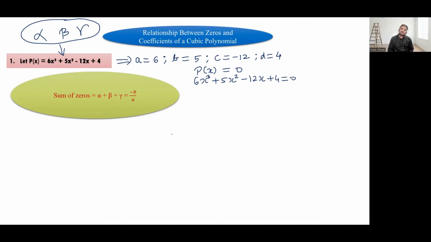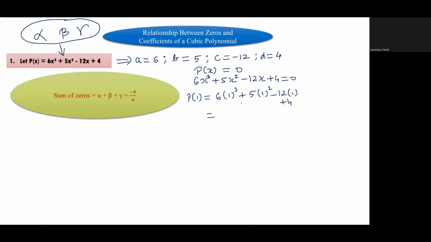So what value should I put? Did you put some values and get the first zero by trial and hit method? We will start by putting x as 1. We'll begin with 1. Let's start. p of 1 will be equal to 6 into 1 cube plus 5 into 1 square minus 12 into 1 plus 4. How much does it come to? 6 plus 5 is 11, 11 plus 4 is 15, minus 12 is 3. It will come to 3. Yes or no? Yes, sir.